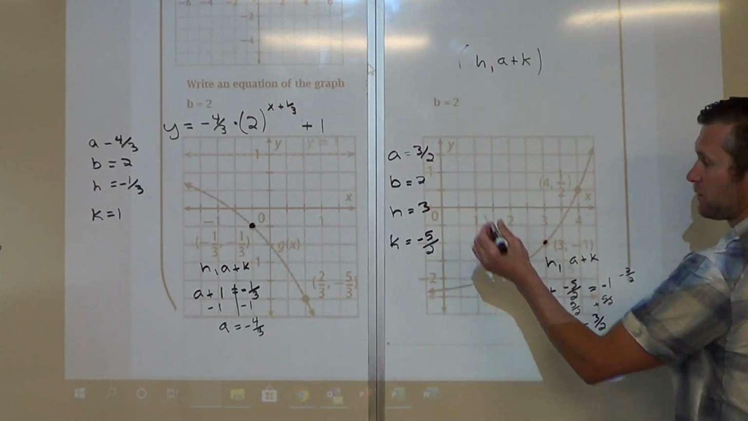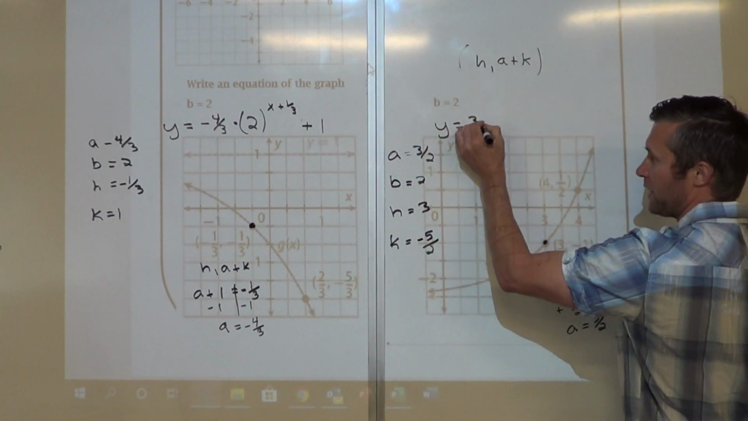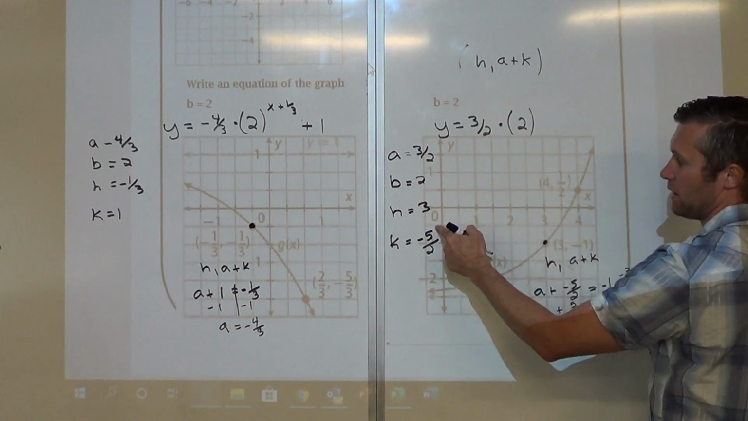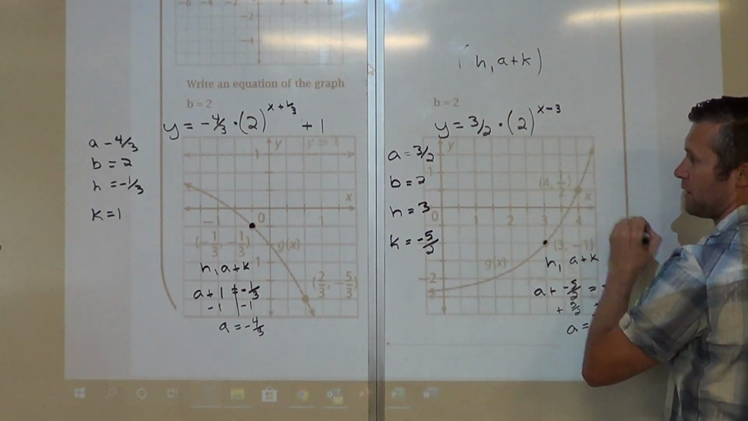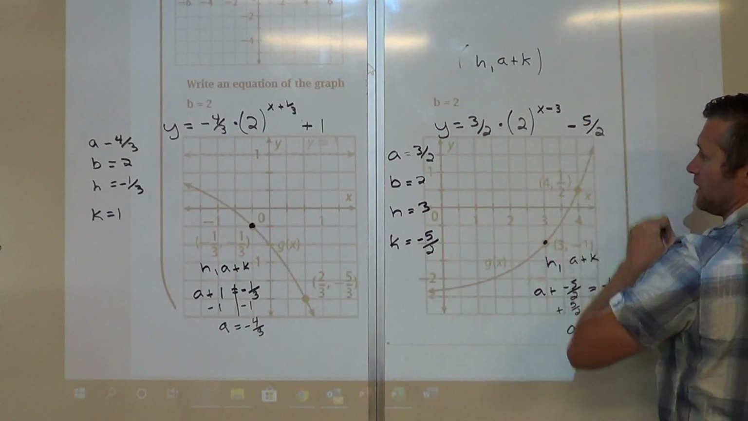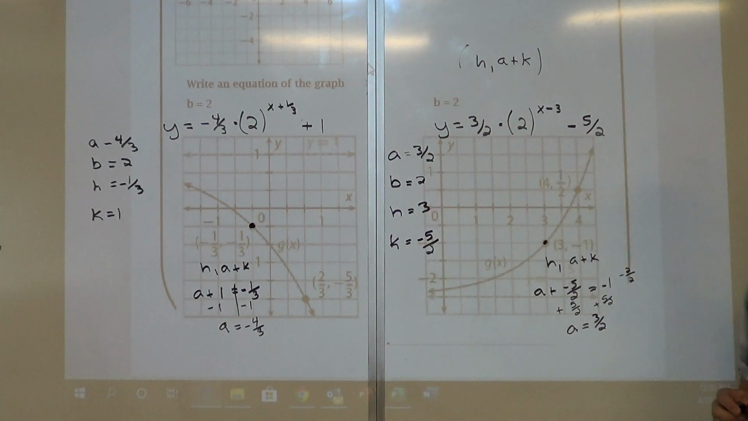And now we can go ahead and write the equation. Y is equal to my a value, 3/2, times my b value, 2, to the x minus my h value, and then this is negative, so you'd say minus 5 halves as you go through it. Again, you could write this as 1.5 and this is negative 2.5 if you'd like. Either way will work, but that's what we're going to be doing.